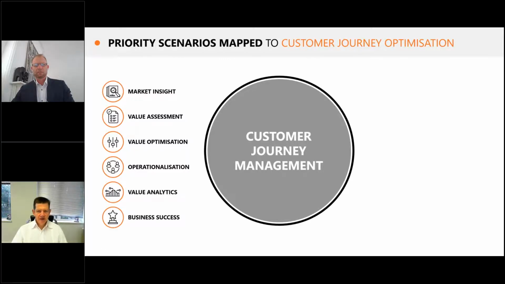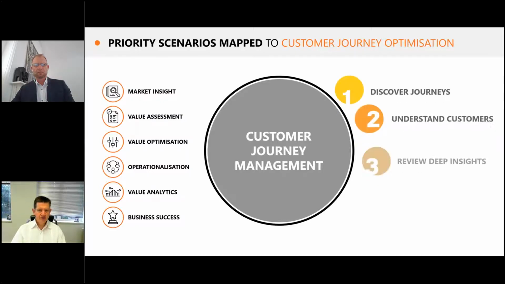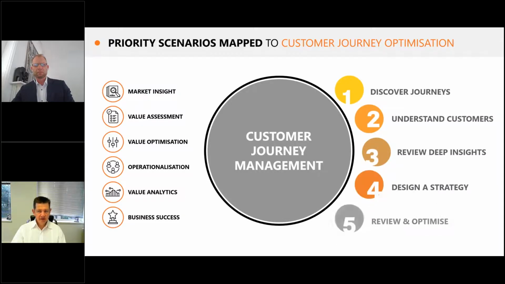To make this a little bit more focused and ultimately give strong direction to our client base, we developed a 5-step process to drive optimization of journeys. That starts off, number one, by discovering the journeys through data. Second, by understanding the customers and particularly their emotional interaction. The third is looking at this interplay between journeys and emotions to obtain deep insights. And then designing strategies of intervention.